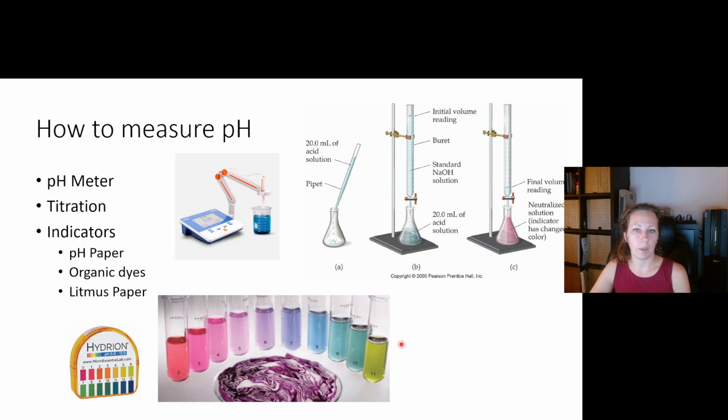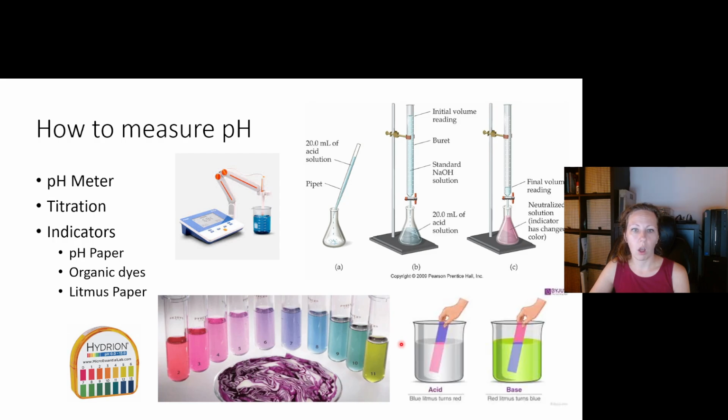The last one is litmus paper. This is the least precise method that we have available. All litmus paper will do is tell you whether it is an acid or a base. You have to have blue or red litmus paper to start with. If you stick blue litmus paper in an acid, it will turn red. If you stick red litmus paper in an acid, it will not change color. If you stick red litmus paper in a base, it will turn blue. If you stick blue litmus paper in a base, it won't change color.